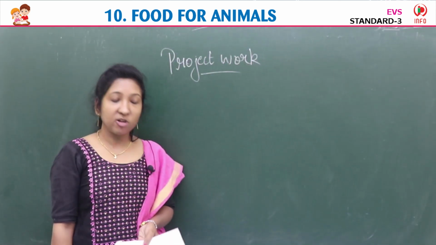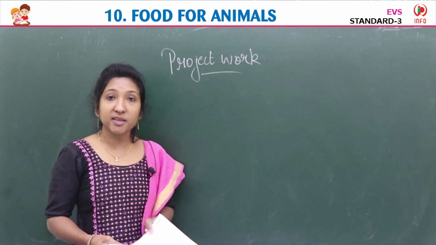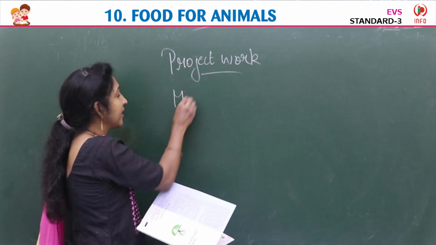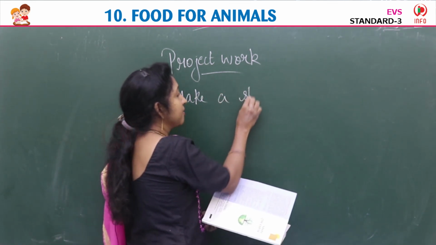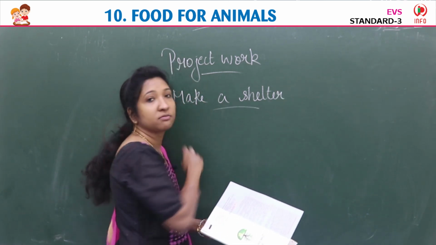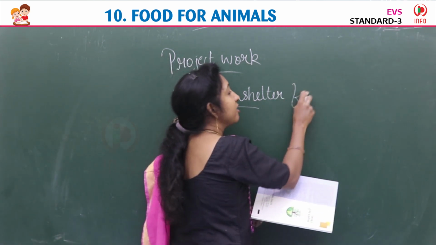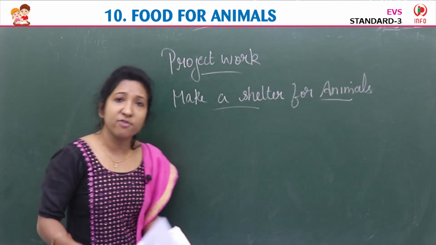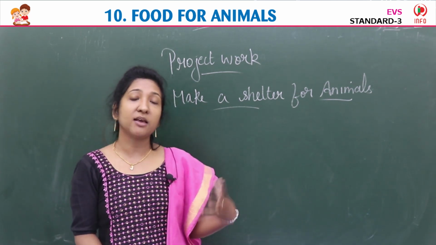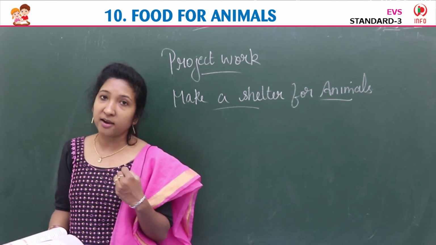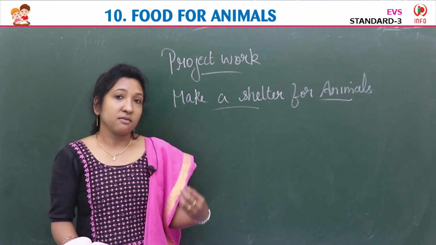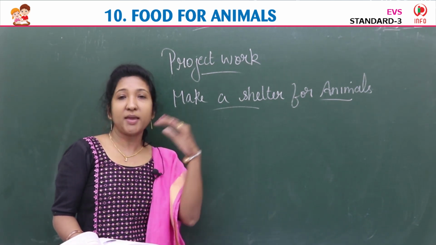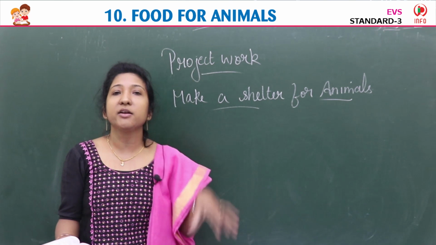Okay. Yes children, next is our project work. So let us see what has been given in your textbook as project. Make shelter for animals. You have to make a shelter for animals. Okay, make a shelter. For whom? For animals. Any shelter you can make according to your wish, according to the materials available to you. Dog lives in a kennel, horse in a stable, then hen in a coop we say. So monkeys on trees. So you can make it according to the materials available at your home.